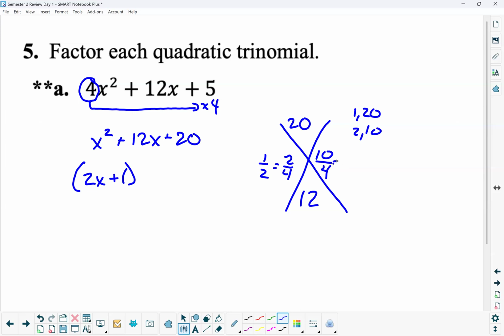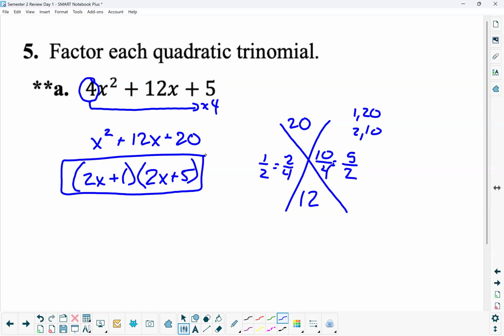Doing the same thing with the 10 over 4. Does 4 divide evenly into 10? No. Is there a number that divides evenly into 4 and 10? And the answer is 2. 10 divided by 2 is 5. 4 divided by 2 is 2. So my second factor is going to be 2x plus 5. Always the denominator going in front of the x and the numerator becoming the constant term.